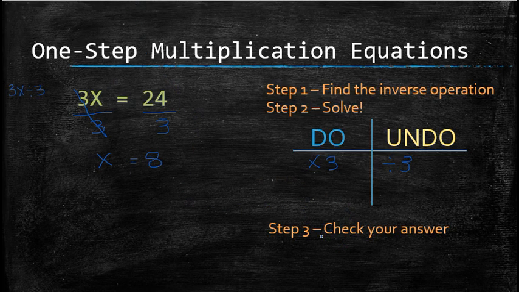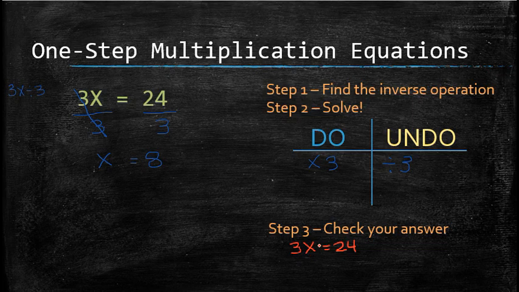Well, what you would first do, I'm going to change the color here so you can see. You are going to rewrite the equation exactly like it was originally given to you. So don't rewrite something that you wrote, because what if you made a mistake? Then it's not going to be correct. So I copied 3x equals 24, which is what I was originally given.